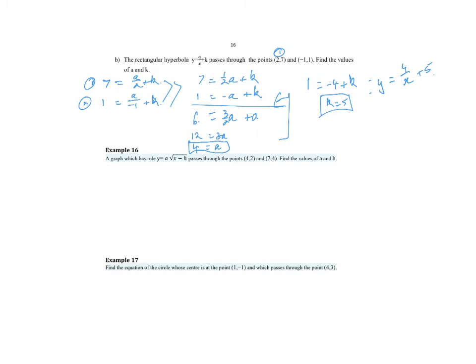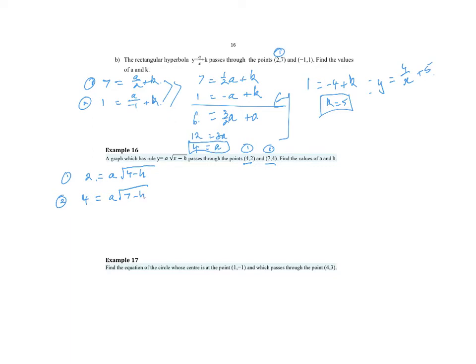Okay, so again, exactly the same. So there's x and y. So point (1, 2), point (2, 4). So let's substitute: y is equal to 2 is equal to a times the square root of x, which is 1, minus h. There's one equation. Equation 2, 4 is equal to a times the square root of 2 minus h. So there's my two equations.